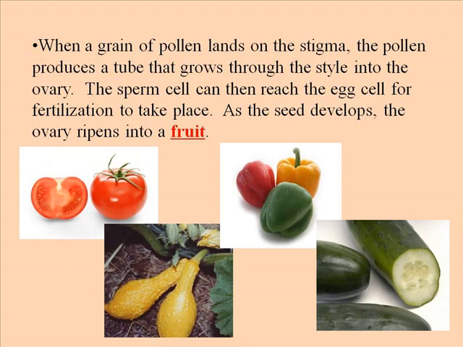Once the seed grows, the ovary will start to ripen. And this ovary is going to protect these seeds until they can be dispersed away from the parent plant and be able to grow on their own. When an ovary ripens, it becomes what we call a fruit. So if you look at this slide, everything in the pictures below, even though you normally don't think of them as fruit, they are fruit. And what makes them fruit is that they have seeds inside of them.